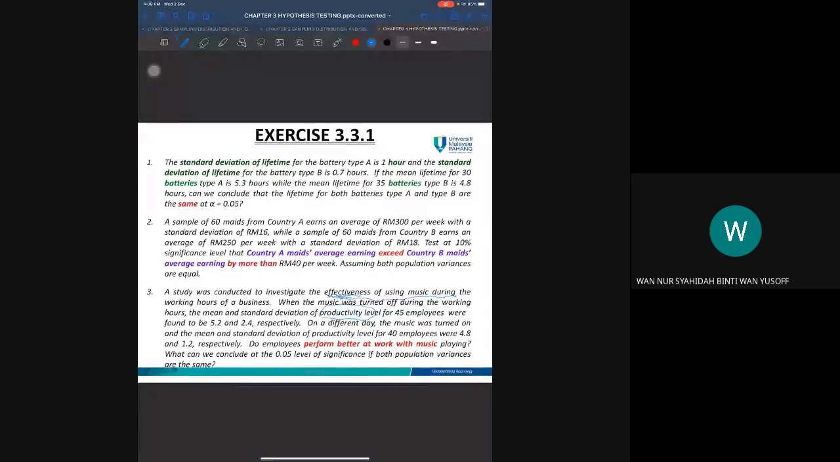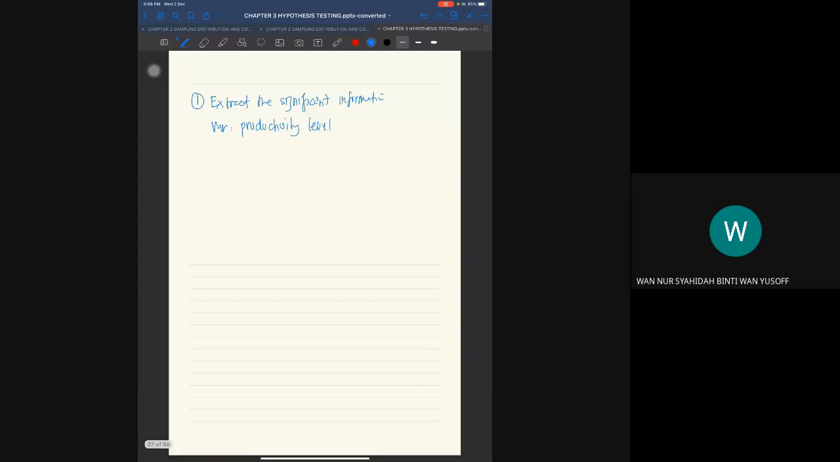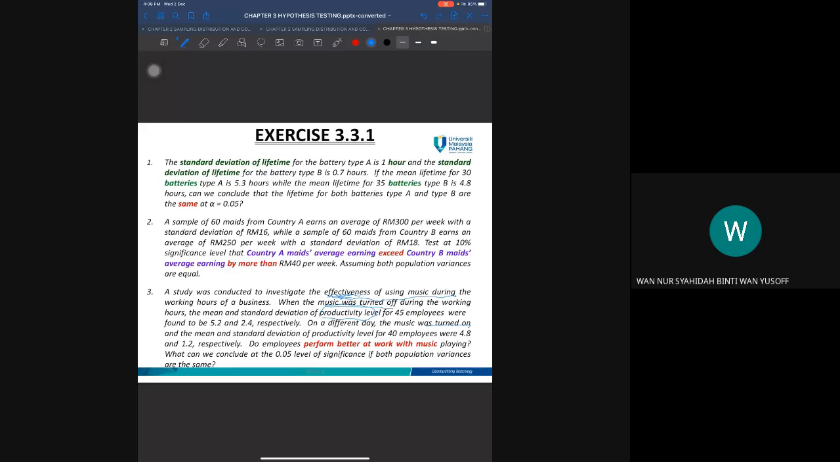We have two different situations here: when the music is turned off and when the music is turned on. So you can write here music off and music on. What kind of information do we have? When the music was turned off during the working hours, the mean and standard deviation of the productivity level for 45 employees were found to be 5.2 and 2.4.